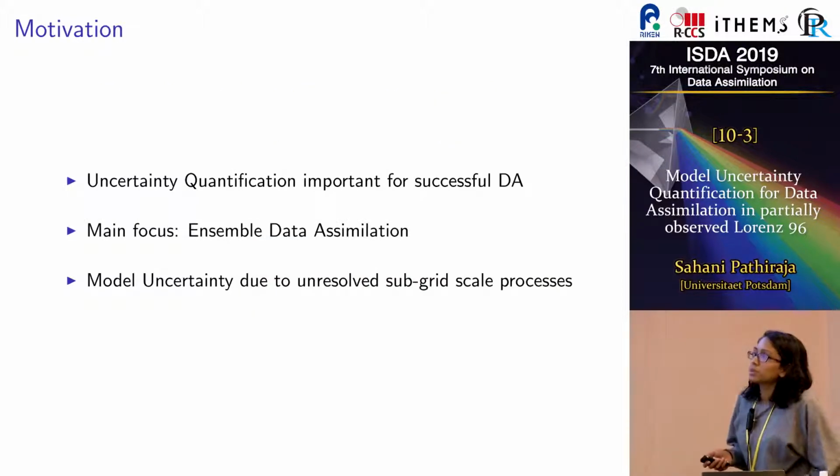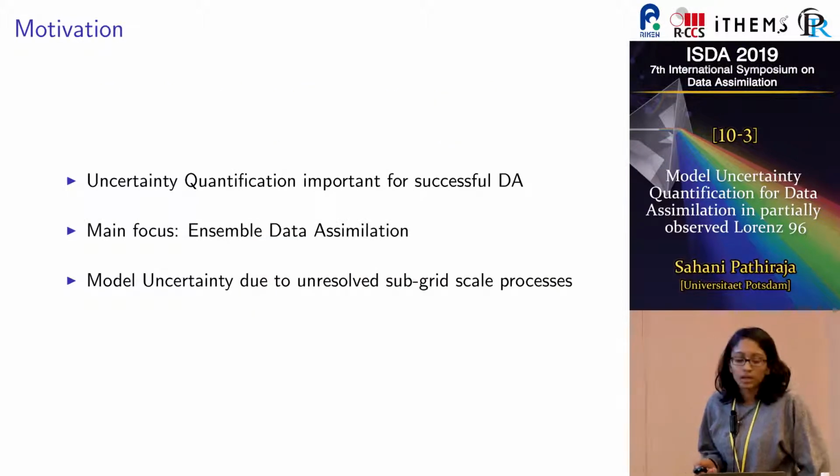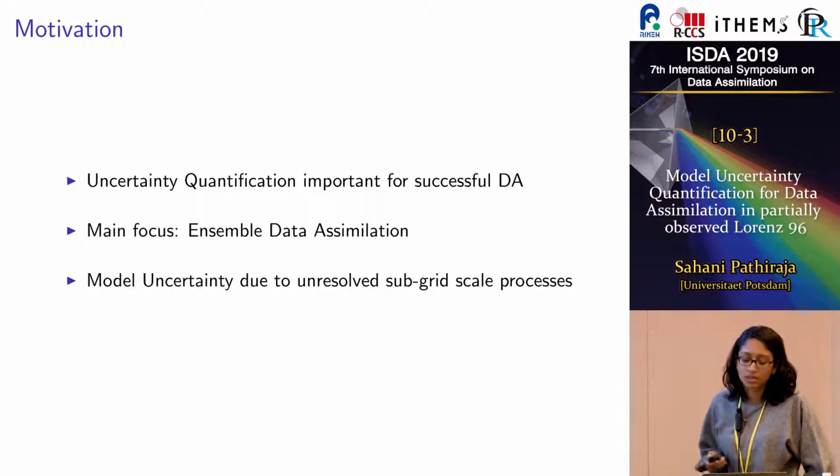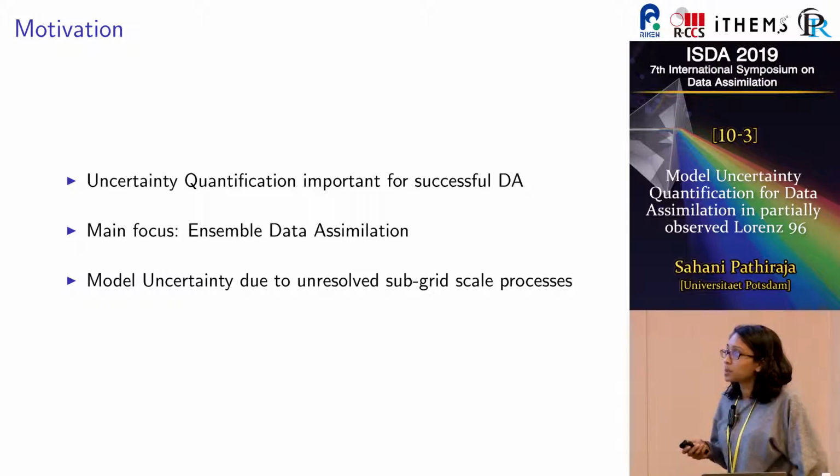So the main motivation for this work is improving ensemble data assimilation outcomes. And as I mentioned, I'm mainly interested in looking at model uncertainty due to unresolved subgrid scale processes, but it's of course important to characterize both observation and model uncertainty accurately in order to ensure that your posterior distributions are as optimal as possible.